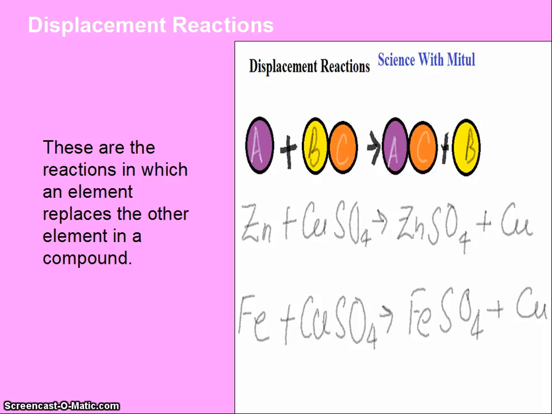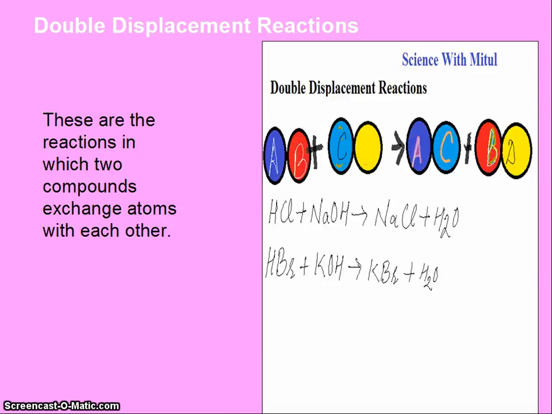Displacement reactions. These are the reactions in which an element replaces the other element in a compound. For example, you can see in the picture, zinc replaces copper in copper sulfate solution, which is converted into zinc sulfate and copper is released. In the same way, ferrous also replaces copper in the solution of copper sulfate.